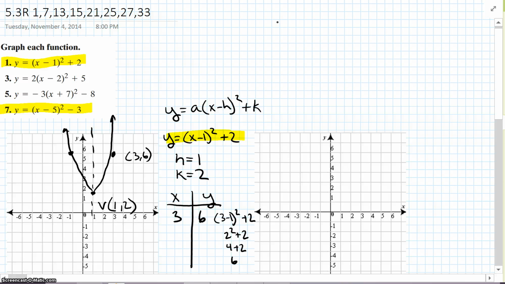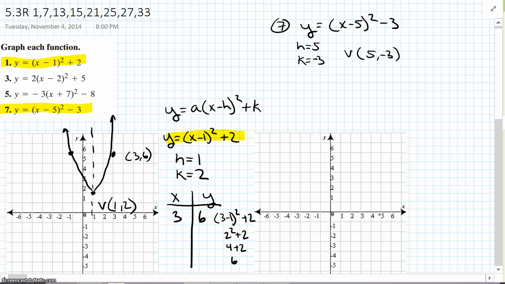Let's look at number 7 now. And I'll do it up here. Number 7. Y equals x minus 5 squared minus 3. Well, my h value is 5. My k value is negative 3. So my vertex is 5, negative 3. And we know this is going to go up as well.